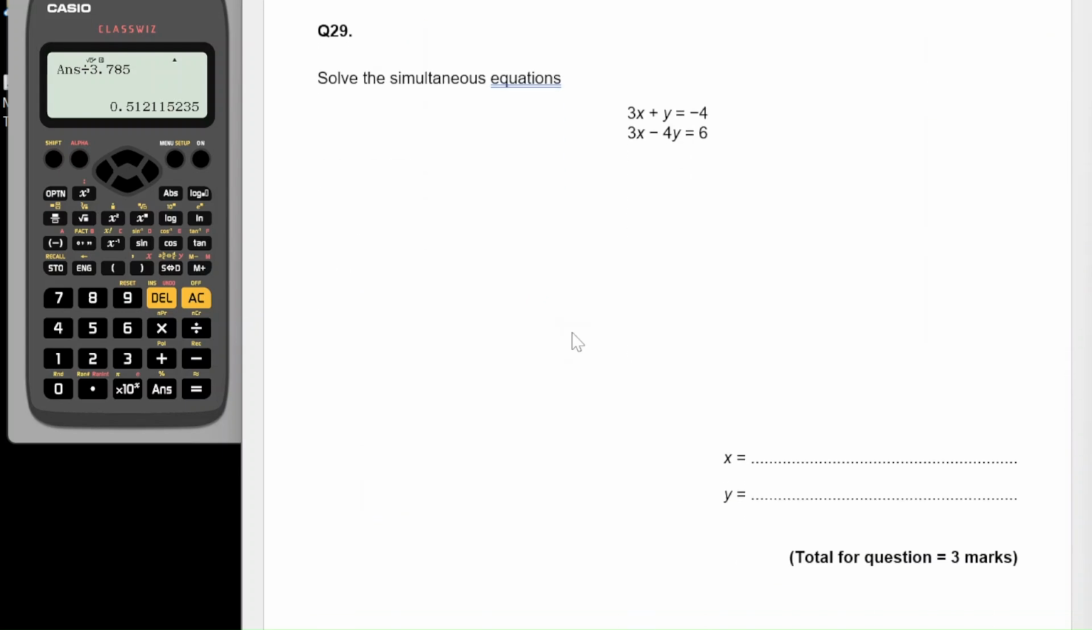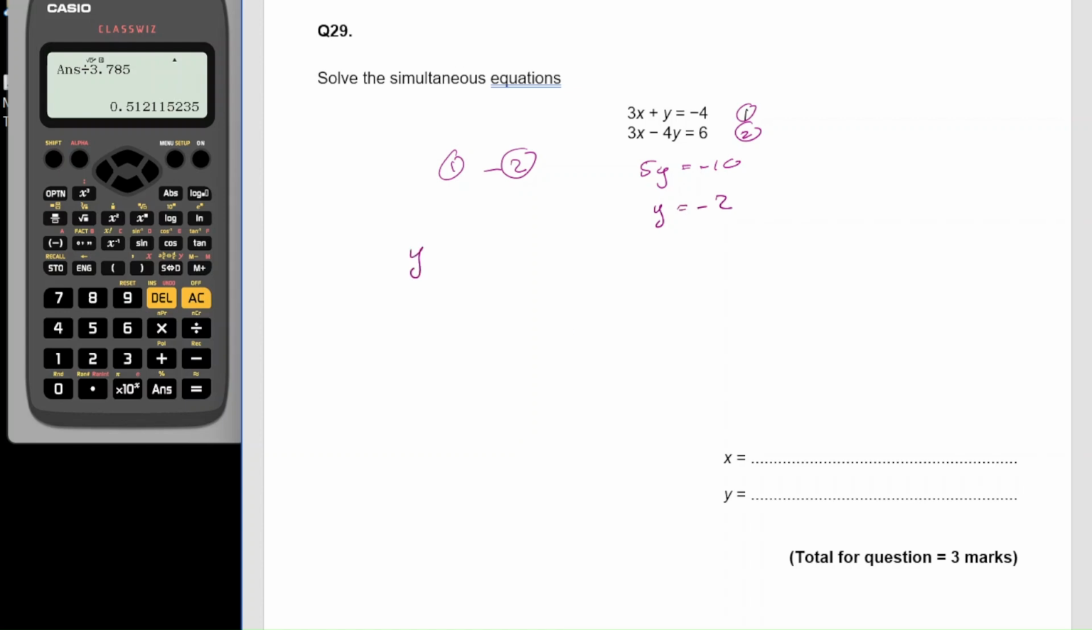Okay, solve the simultaneous equations. So I'm not going to overly mess around with these. I don't need to manipulate them because we've got the same x value, but I've got more x's. So I'm going to do equation 1 minus equation 2. So 3x take away 3x is 0. Y minus 4y is minus 3y, and then minus 4 minus 6 is minus 10. So y is equal to minus 2.